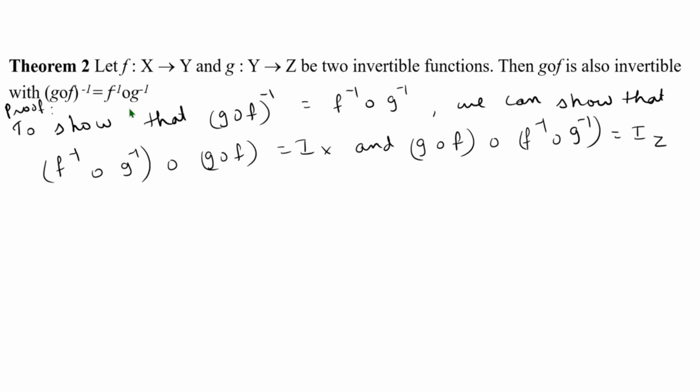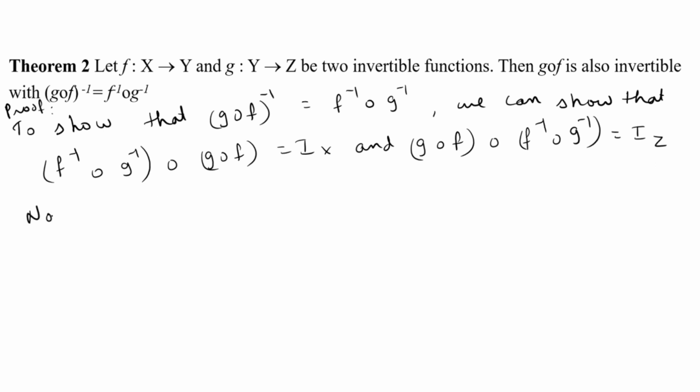So if we have a single function f, then we say that f of g is equal to the identity function and g of f is equal to the identity function, and we say g is the inverse of f. Here we have to show that g of f is invertible and g of f the whole inverse is equal to f inverse of g inverse. So to show this, we can show that this is equal to ix and the composition of these functions is equal to the identity function in z.